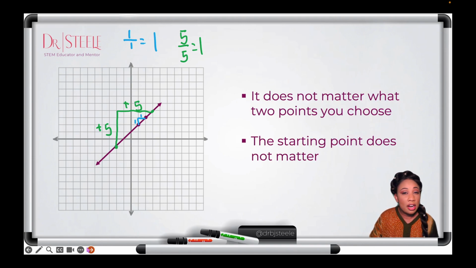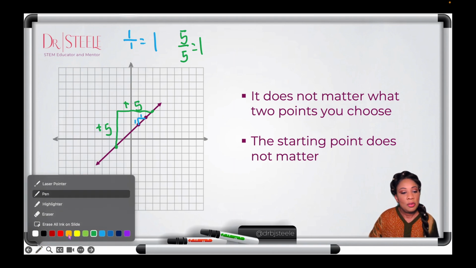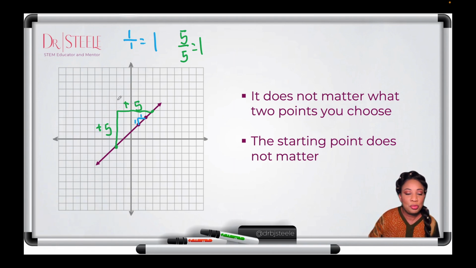And again, the starting point doesn't matter. I started down here or I started here. And again, for those of you that are still wanting to do something different, if I want to go down first, I can. So I can go down 1, 2, 3, 4, 5. And if I go to the left, 1, 2, 3, 4, 5. So, negative 5 over negative 5 is 1. Surprise! Not really, but okay. Moving on.